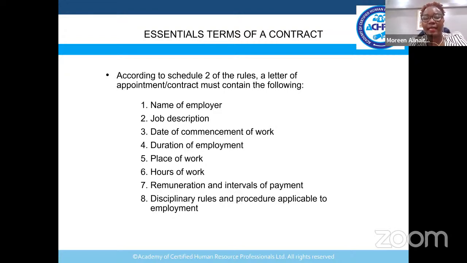So we are going to look at the essential terms of a contract. The essential terms of a contract are stipulated in Schedule number 2 of the Employment Act rules, which is commonly known as Legal Notice number 28 of 2014. These rules actually came in after 7 years of the Employment Act being enforced. And I believe the government realized that there are many things that hadn't been taken care of in the act that needed to be taken care of.